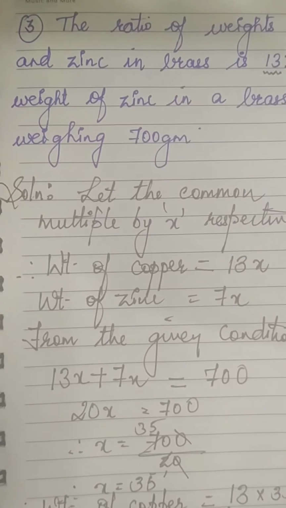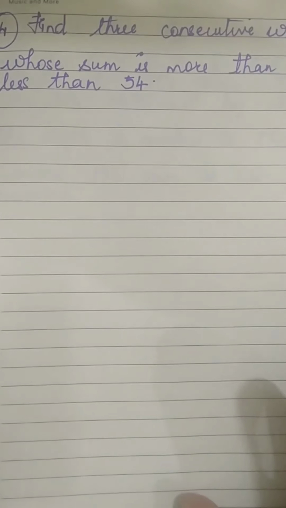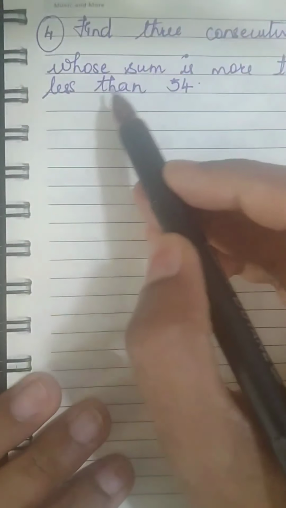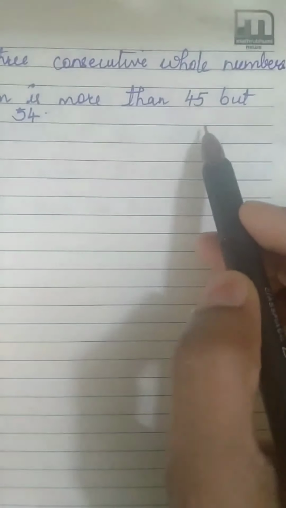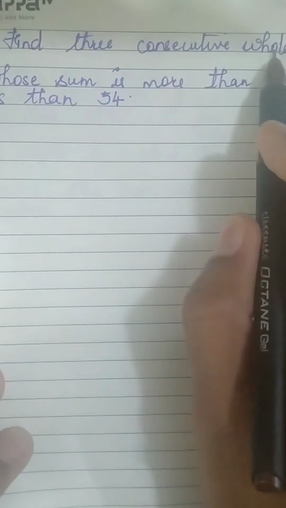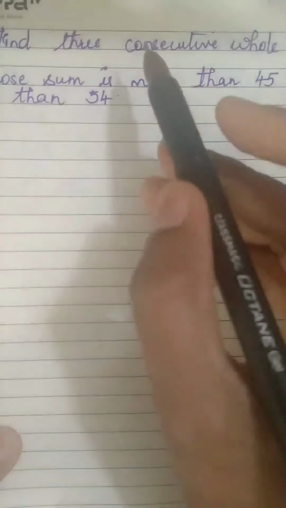Moving on to the fourth question. Again, this is a very tricky question, often asked in competitive exams. Find three consecutive whole numbers whose sum is more than 45 but less than 54. Consecutive whole numbers means one after the other. There are three numbers coming one after the other.